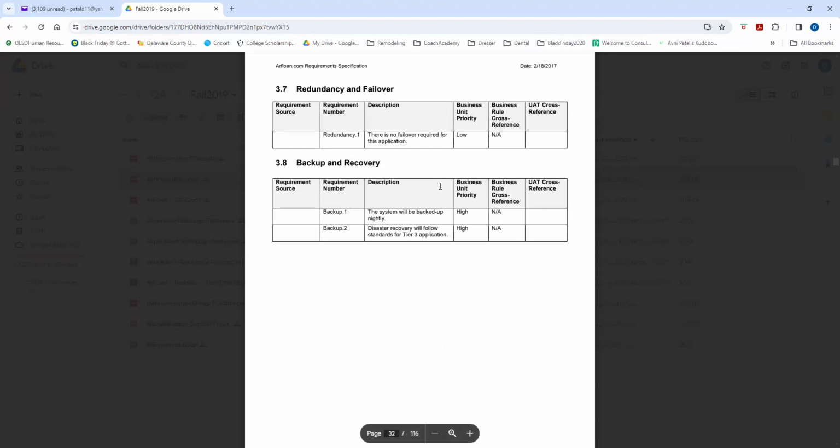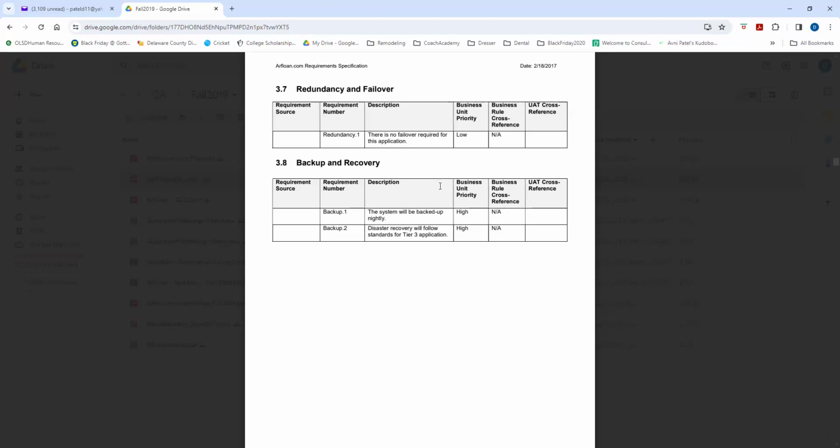Then it talks about redundancy and failover, right? Because the system needs to run on some computer. What happens when that computer fails? Should I have automatic failover? Since this is a non-critical system, it says it is okay if you go down. Just restart the machine, and whatever the downtime is, that's the downtime.